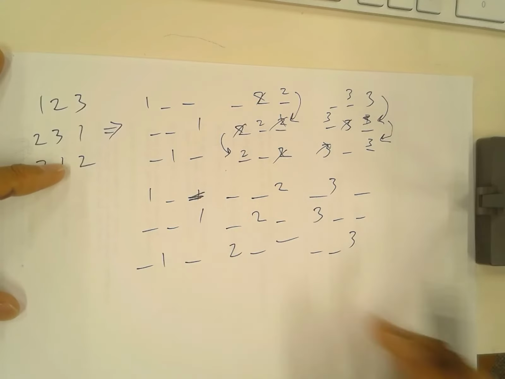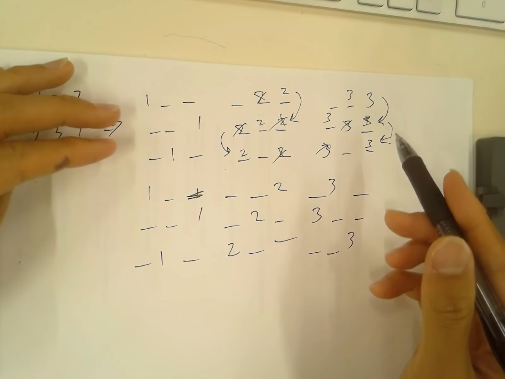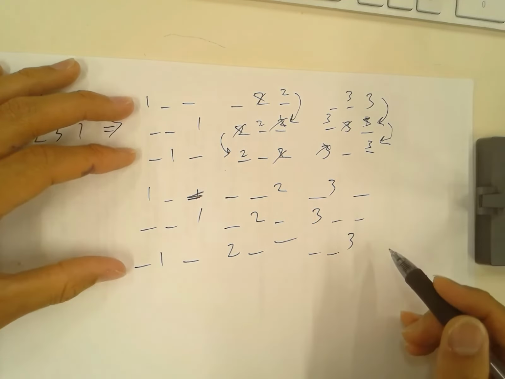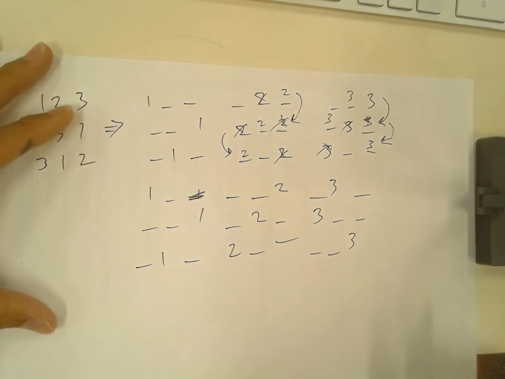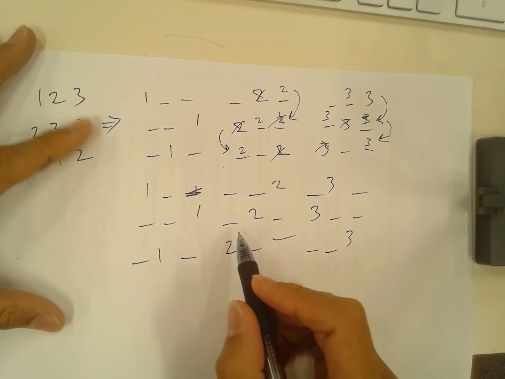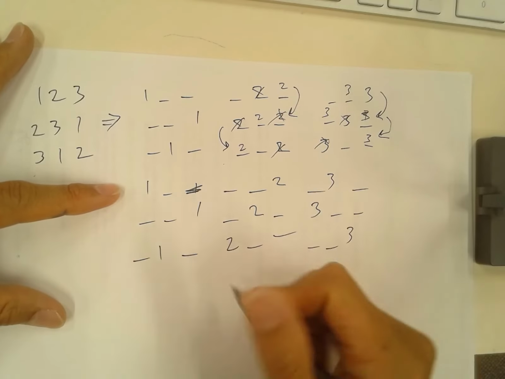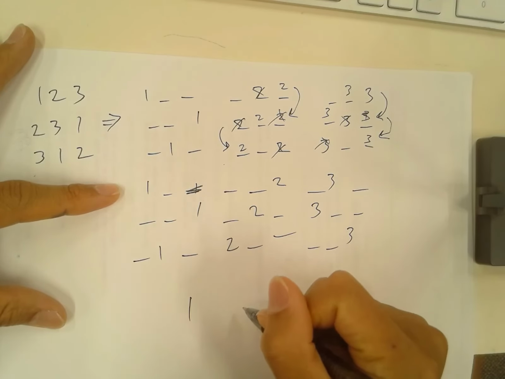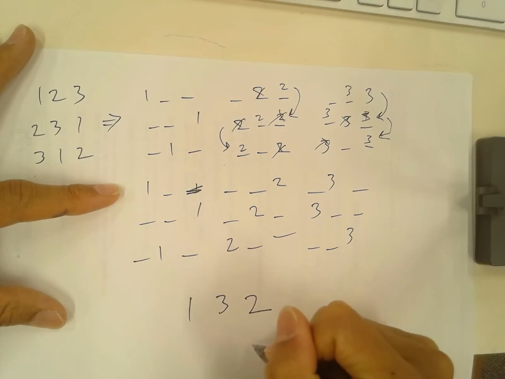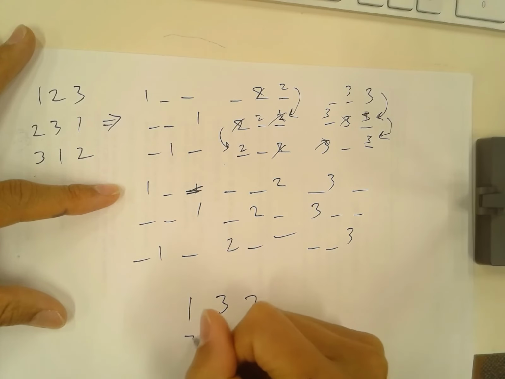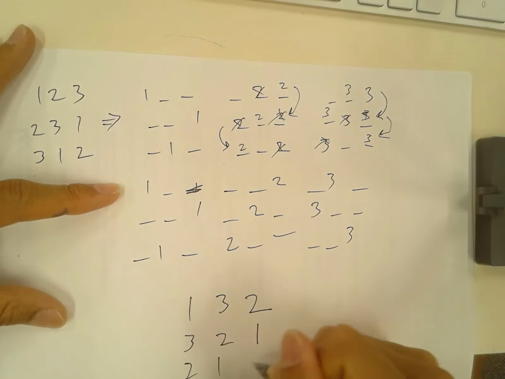So we would get this matrix as a result of doing the row swaps, and then when we merge them back together, there is no overlap, right? So let's see, what do we get? We get 1, 3, 2, 1, 2, 3, and then 2, 1, 3.